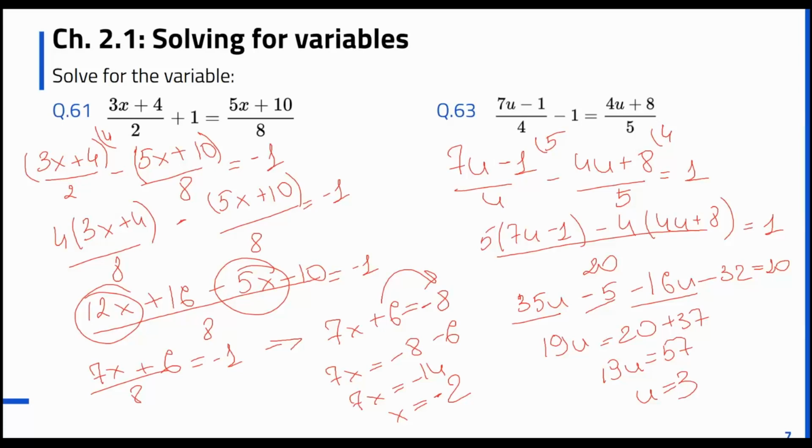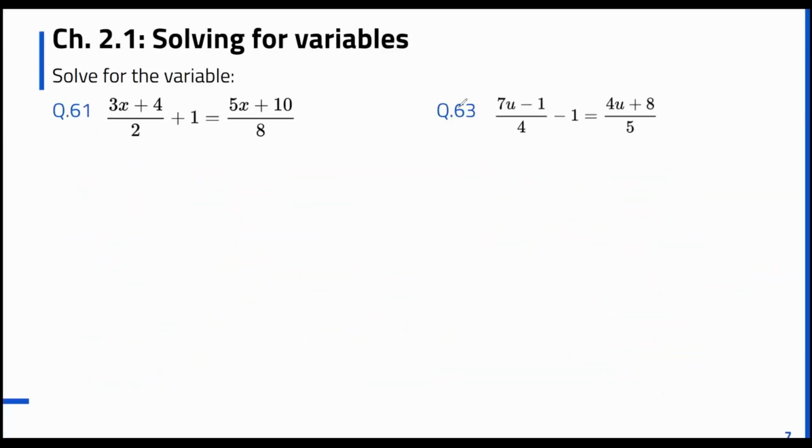Okay, so if you need more time to copy the solution, you can take a screenshot. So we will continue. Okay, let's go next.